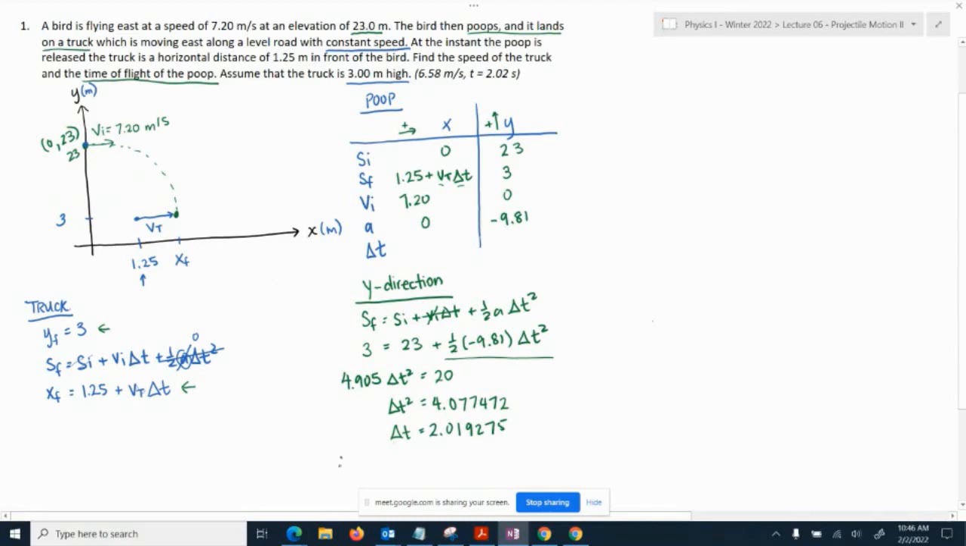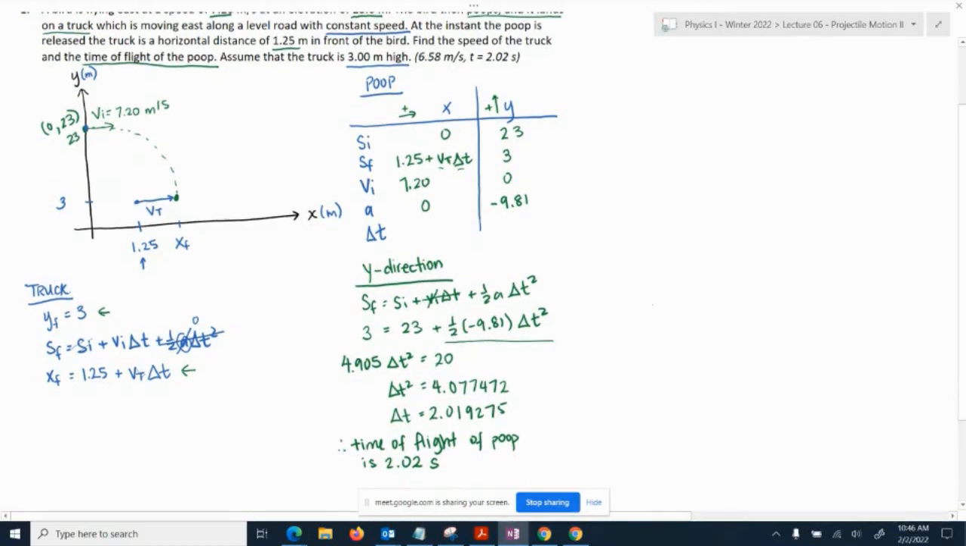So I'm going to say, therefore, time of flight of poop is 2.02 seconds. All right, so I'm rounding to 3 significant figures because all of my numbers have 3 significant figures in it. But on a test, you'll be told how many decimal places to put in. It will say always round to the nearest hundredth unless told otherwise. Okay, so that's my answer for that part of the question.